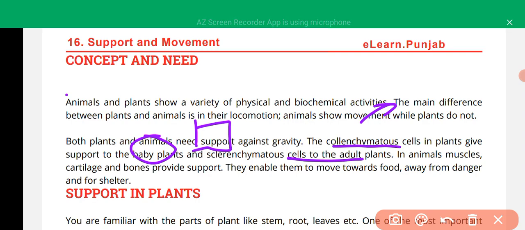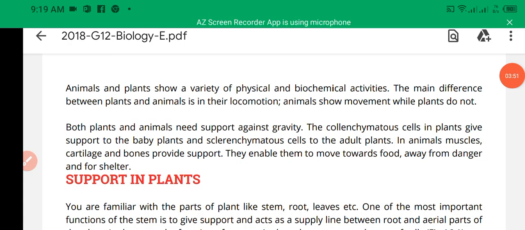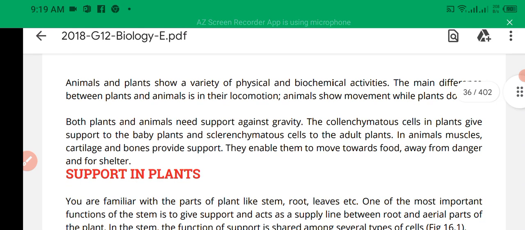What is the mechanism of this support and this movement in animals? There are various muscles, cartilages, and bones that will support and help in movement. With the help of these muscles and bones, we can move, we can walk on the earth's surface, we can run, we can move toward food, and we can move away from dangers.